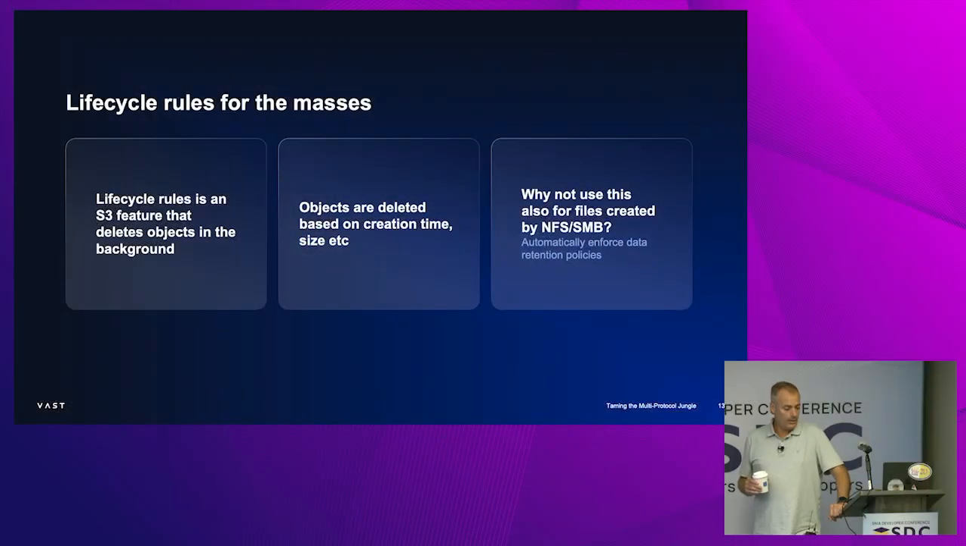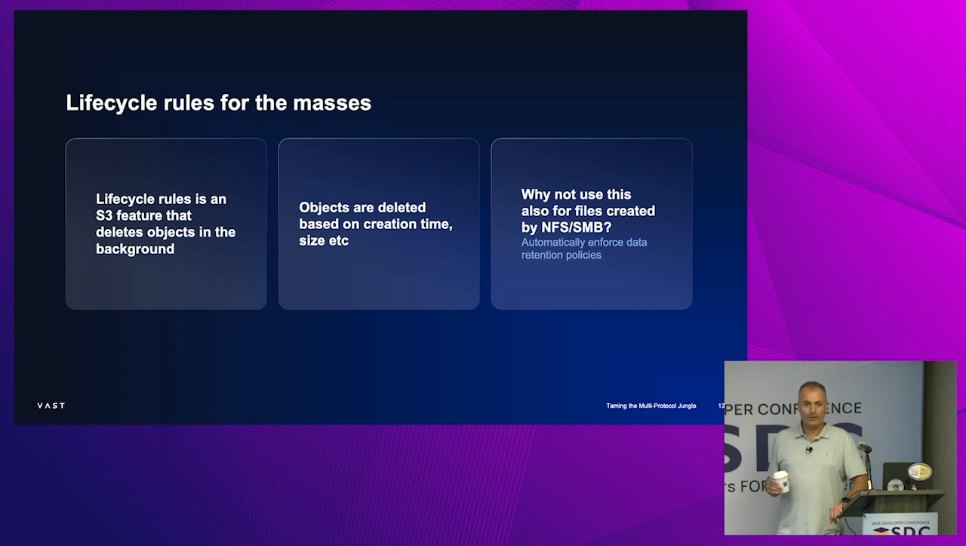Another feature is lifecycle rules. So this is yet another S3 feature that you configure at the bucket level. And you can delete objects in the background on the server side. So with a lifecycle configuration, you define a set of rules that each has a prefix under the bucket, so that you can delete objects under that prefix if they are, let's say, 5 days old and are larger than 10 megabytes.